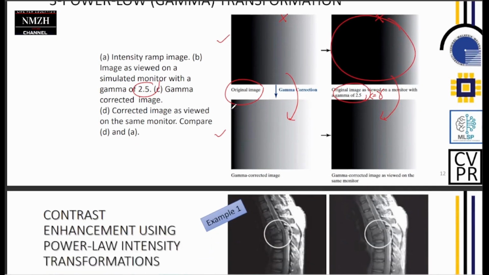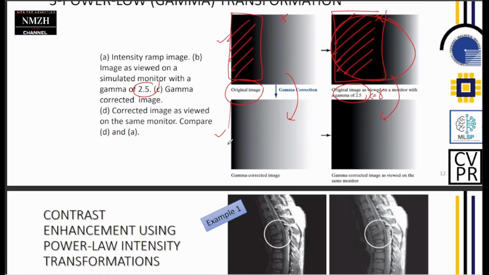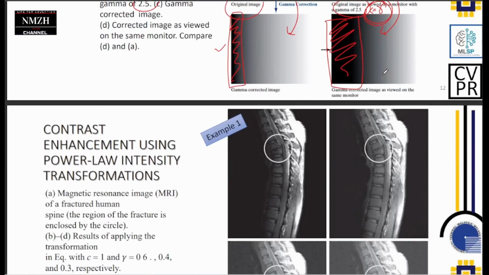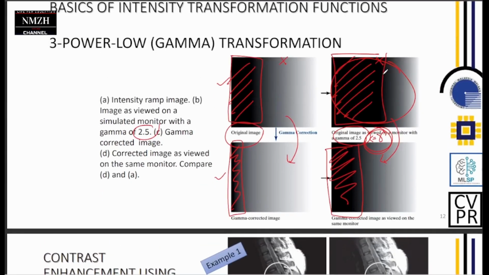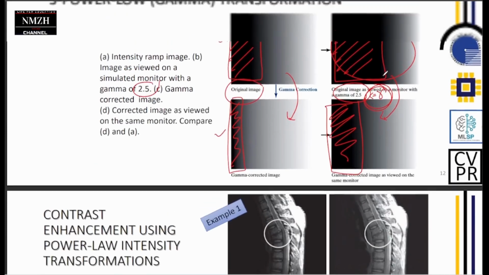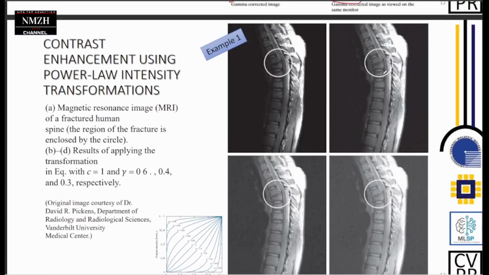So we can see the shading of the black area in this particular region has been changed just by changing the gamma value, right? So the idea of changing the power law gamma transformation is, I think, that the majority of this function is used in MRI, in the medical field.